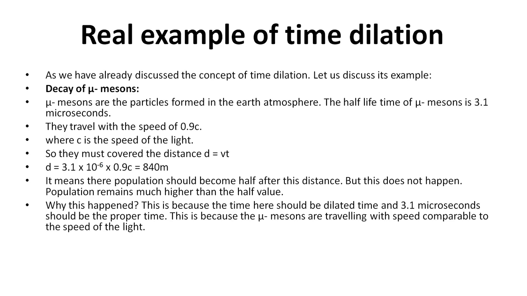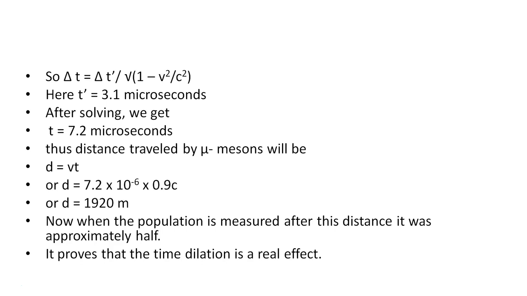So after 840 meters, the population of the mu mesons should be half, because the half-life is 3.1 microseconds. It means their population should become half after this distance, but this does not happen. The population remains much higher than the half value. Now why did this happen? This happened because the time here should be the dilated time, and 3.1 microseconds should be the proper time. This is because mu mesons are traveling with a speed comparable to the speed of light.